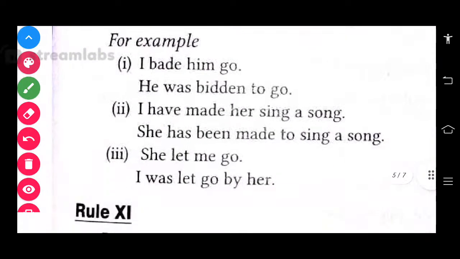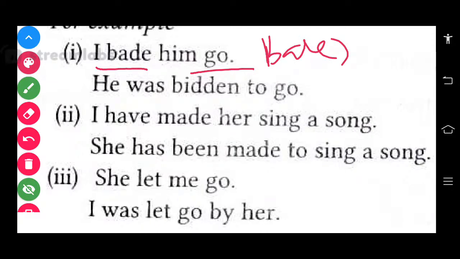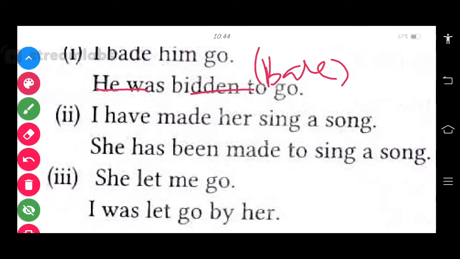If you look at the examples, you will understand much more. Try to understand what rules were given over here. See that, here bade is the finite verb and go is the non-finite verb. But here the non-finite verb is a direct infinitive or bare infinitive. So bare infinitive, direct infinitive, you know what the meaning of it is.